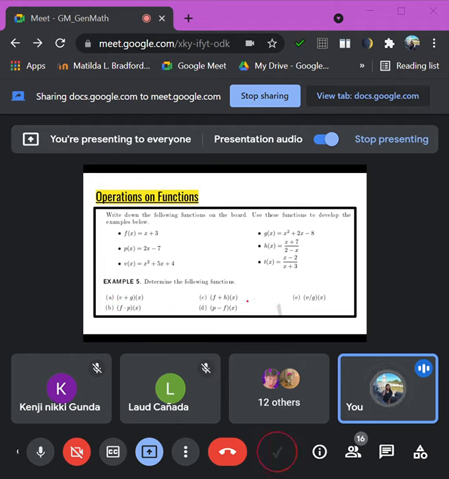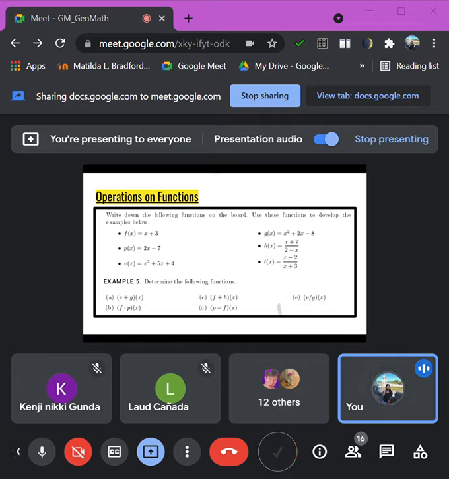Maybe 2 or 3 we will answer, or just 3 since this part is addition or subtraction. So, let's start with letter A. Okay, in letter A we are going to add v and g. So where is v here? This one. And then g is x squared plus 2x minus 8. So we are going to add v plus g of x.